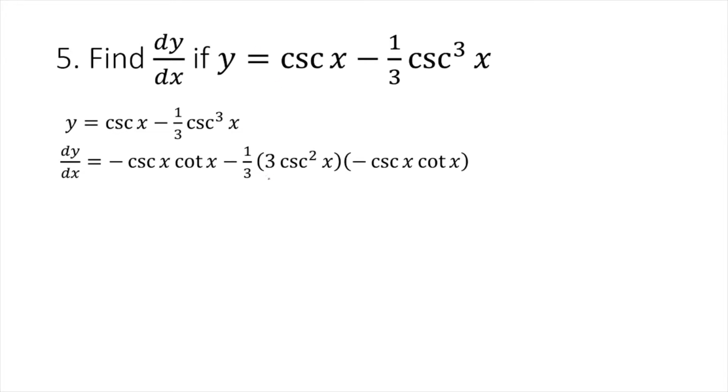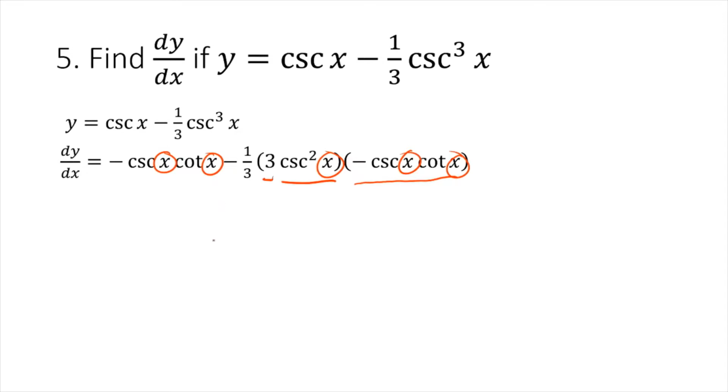So bring down 3. The power will be reduced to 2. So 3 minus 1, that would be 2. So cosecant squared of x. And then differentiate cosecant of x with respect to x. So again, we have negative cosecant x times cotangent x. Now, if you're asking if we applied the chain rule, as you can see, the argument is just x, right? And the derivative of x with respect to x is just 1. Okay, so we still applied the chain rule, and the two terms are just multiplied by 1.